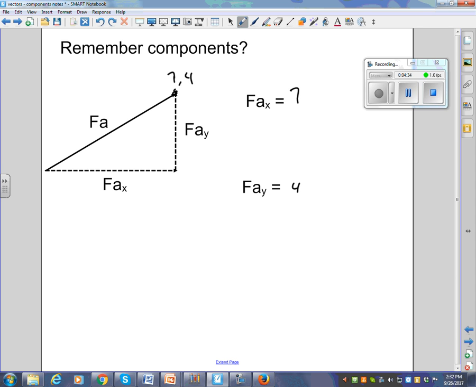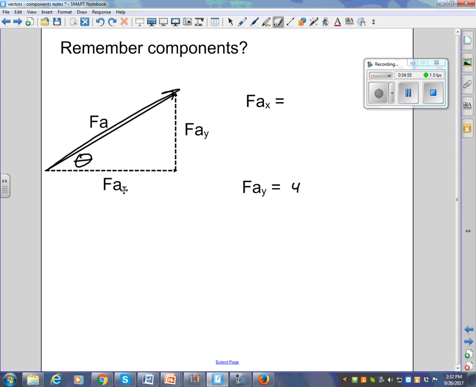But I'm not going to give you those. I'm just going to give you what this length is, and what that angle is. That's how we deal with vectors, right? So how can I get FAX from FA and the angle? Well, think about trigonometry.